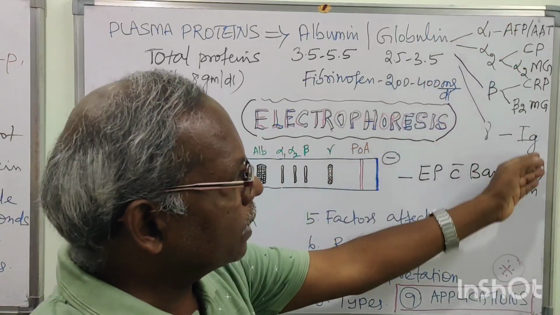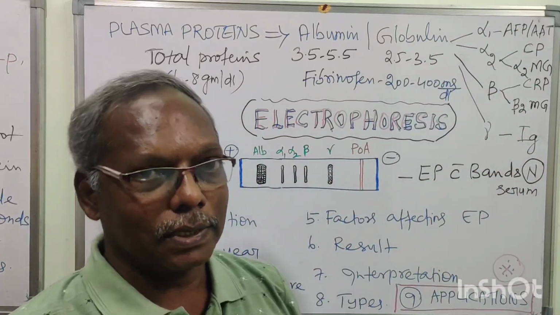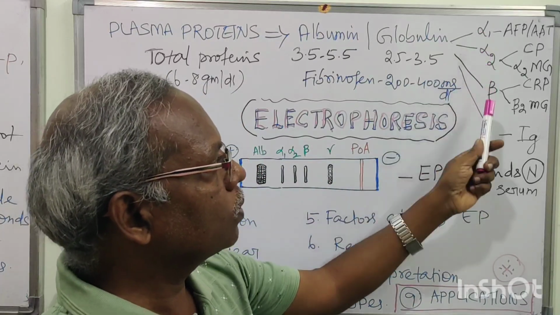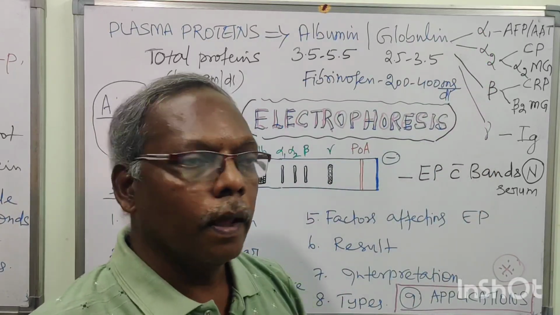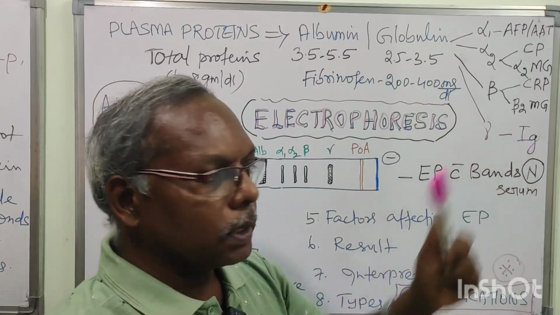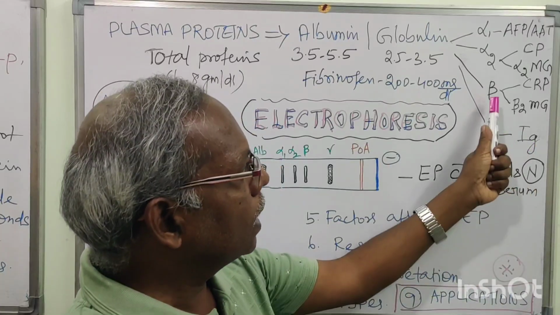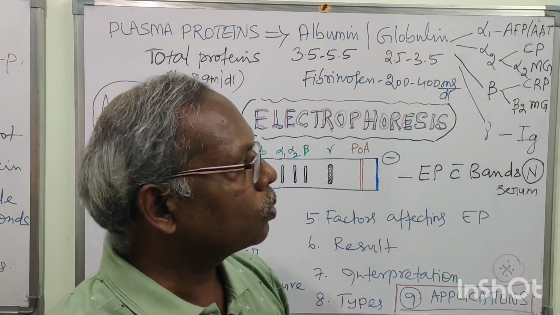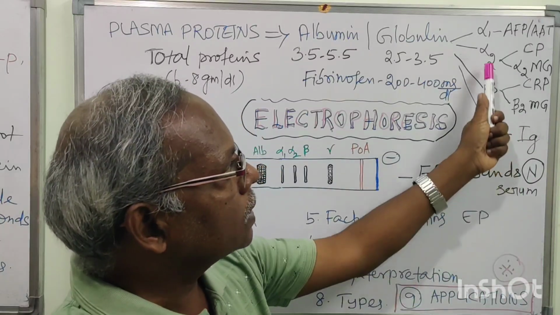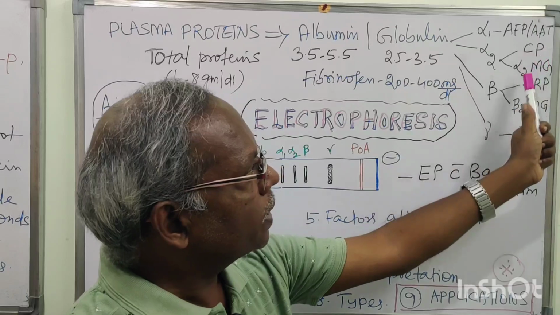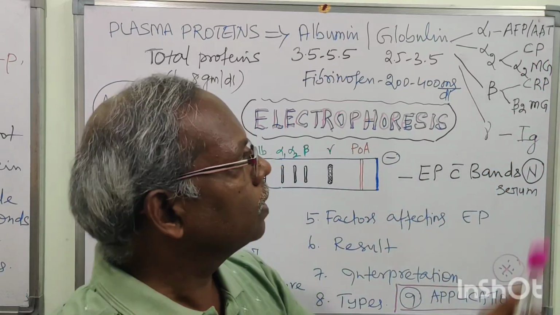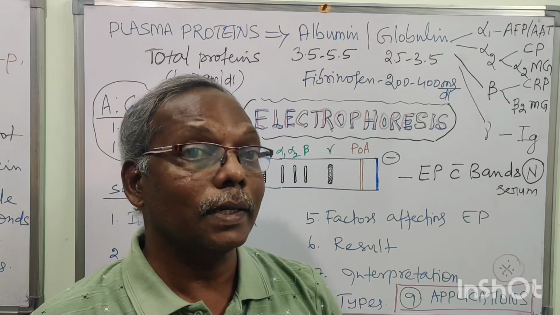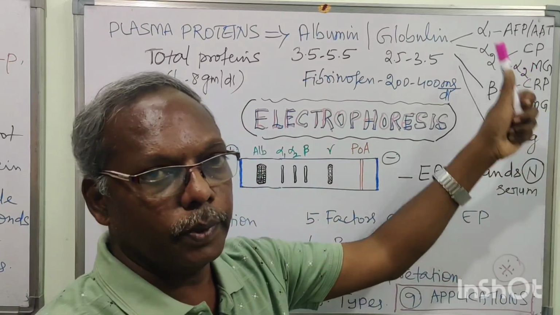I am giving some examples for all these globulin fractions. In globulin we have 4 fractions, that is alpha 1, alpha 2, beta and gamma. Under gamma, the immunoglobulins are there. Under beta globulin, C reactive protein and beta 2 microglobulin, whereas alpha 2 has ceruloplasmin and alpha 2 macroglobulin, whereas alpha 1 has alpha fetoprotein and alpha 1 antitrypsin. So these are all some examples.